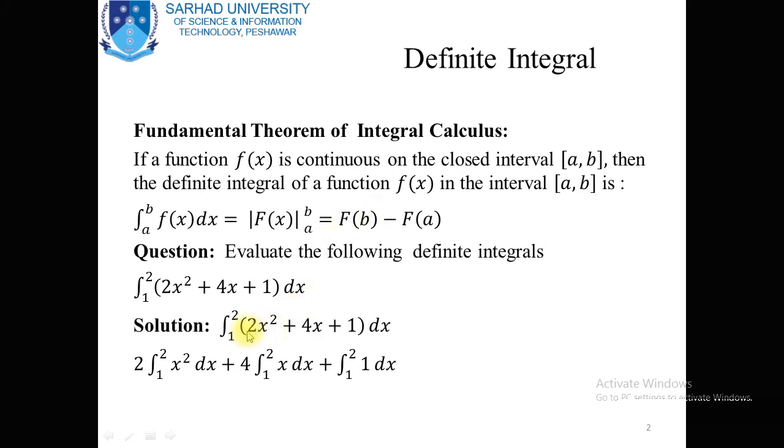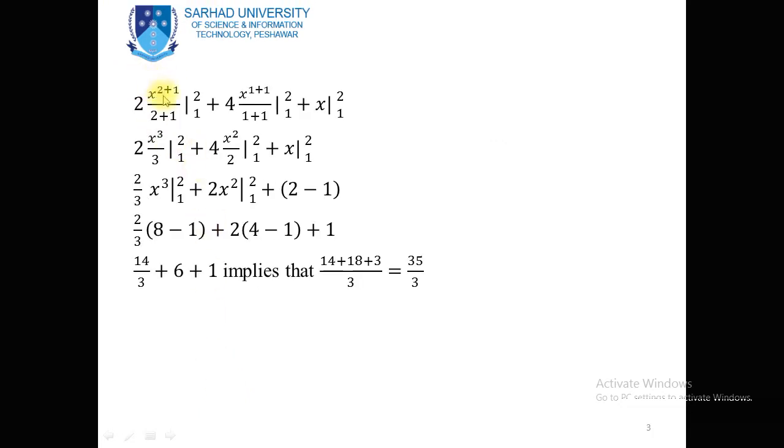Like you see over here, first of all integrate this function: integration of 2x square with respect to x plus integration of 4x and integration of 1. For the integration, I have already told you about adding 1 to the power and dividing by the new power. Like you see over here, integration of x square is equal to x power 2 plus 1 divided by 2 plus 1, and this is the given limit. Now the integration of x is x power 1 plus 1 divided by 1 plus 1, and this is the given limit. And the integration of 1 with respect to x is x, and this is the given limit.